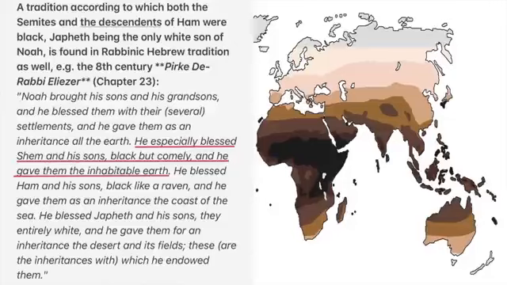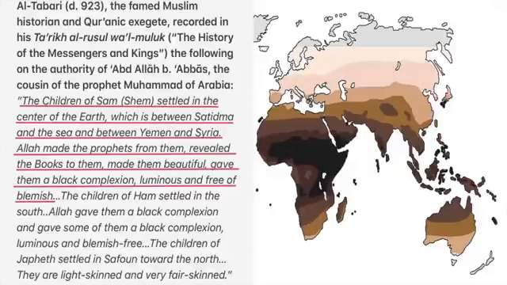So the first one is the Pirkei de Rabbi Eliezer from the 8th century, who says, he, the Most High, blessed Shem and his sons black but comely, and he gave them the inhabitable earth. So Shem is blessed black but comely, black but beautiful, and he gave them the inhabitable earth. And this is from Al-Tabari, History of the Messengers and the Kings.